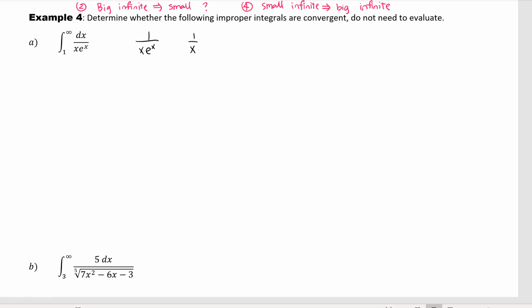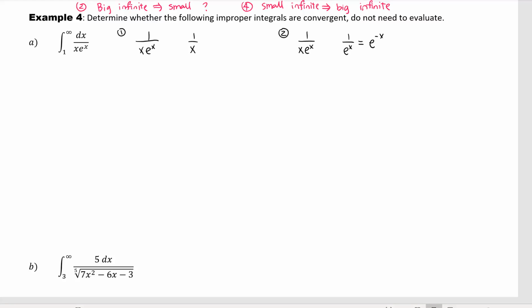Maybe we can compare with 1 over x, right? Because we know how to integrate 1 over x. Maybe we can also compare with 1 over e to the x, right? 1 over e to the x is like e to the minus x. We can integrate that. So which one should we compare? Let's call this the first one, this the second one. Let's try both and see which one works.